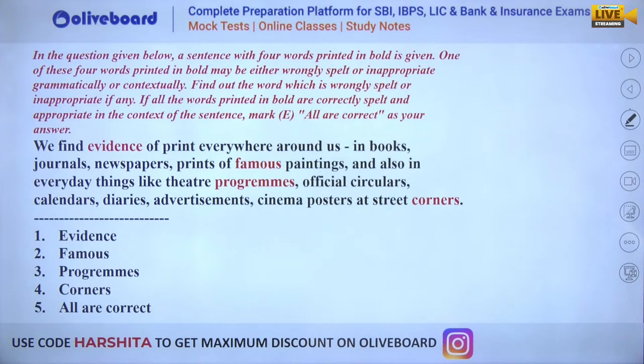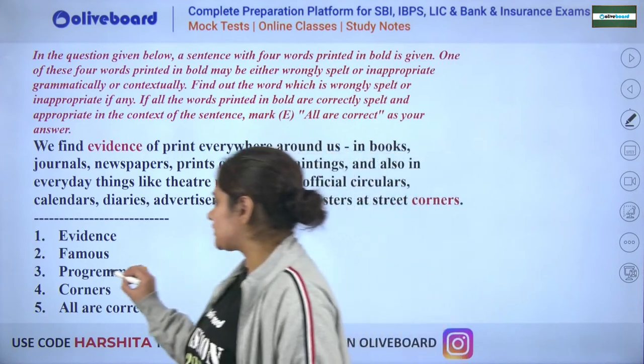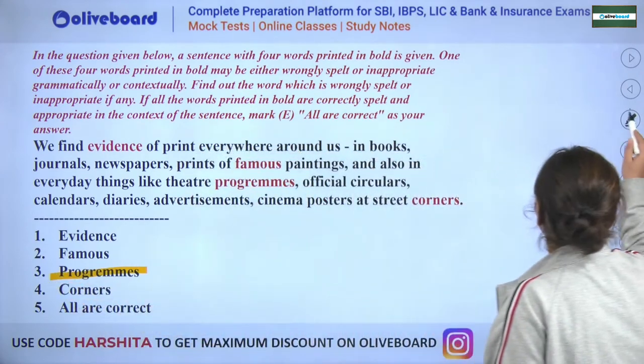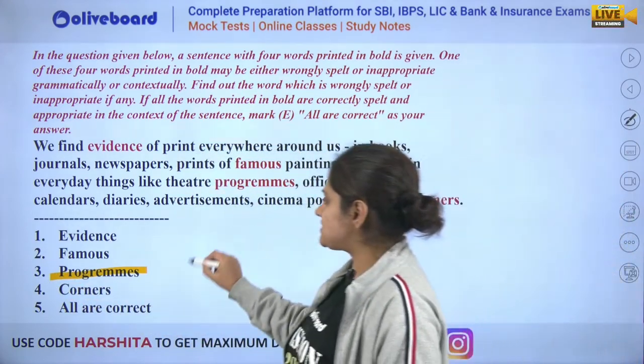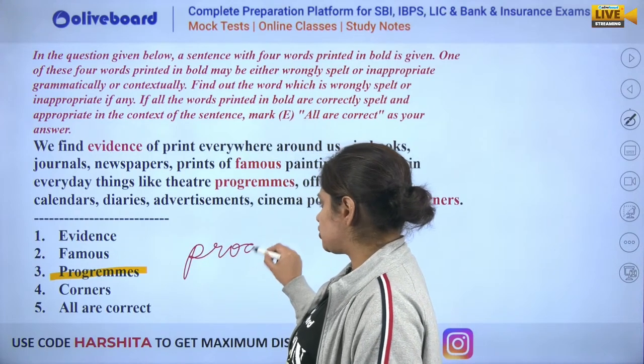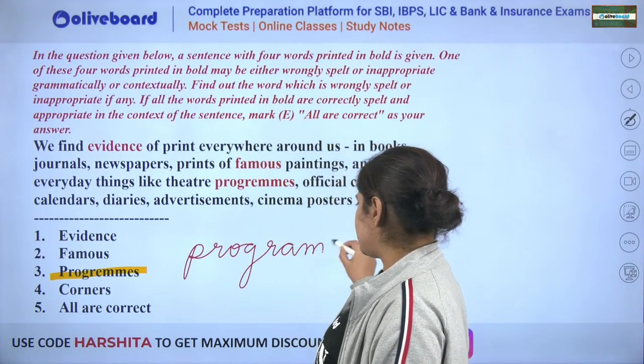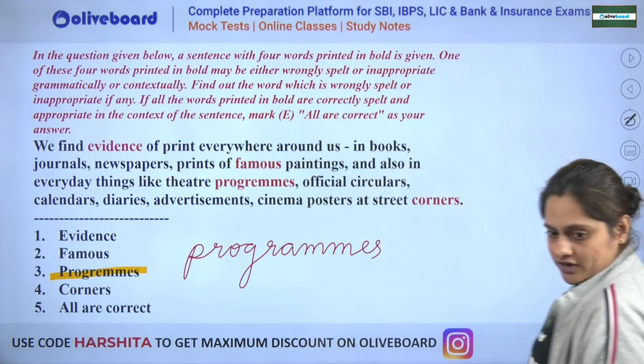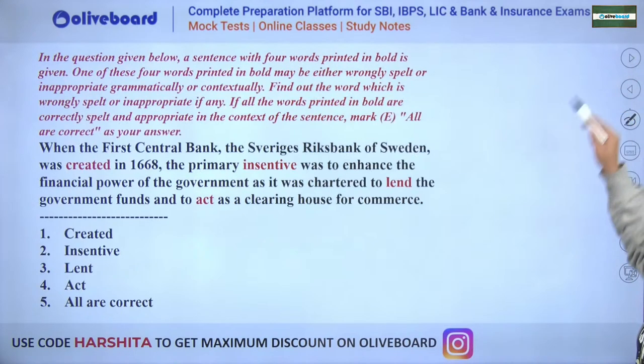Very quickly, spelling errors you can do within seconds. There was one word, congratulate, for which the spelling was wrongly given in the exam, slot one. Here, yes, correct, third one. Why, Gargi? Programs spelling is not E. Program spelling is A. P-R-O-G-R-A-M-M-E-S. Okay, R-A, programs. Clear? Next.